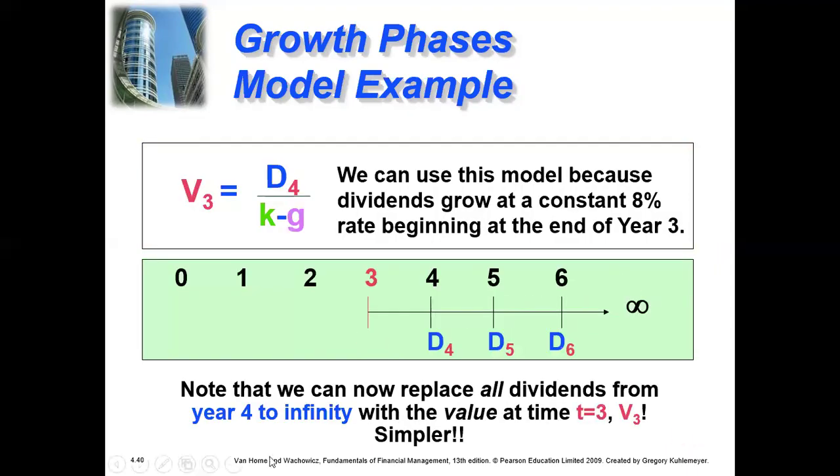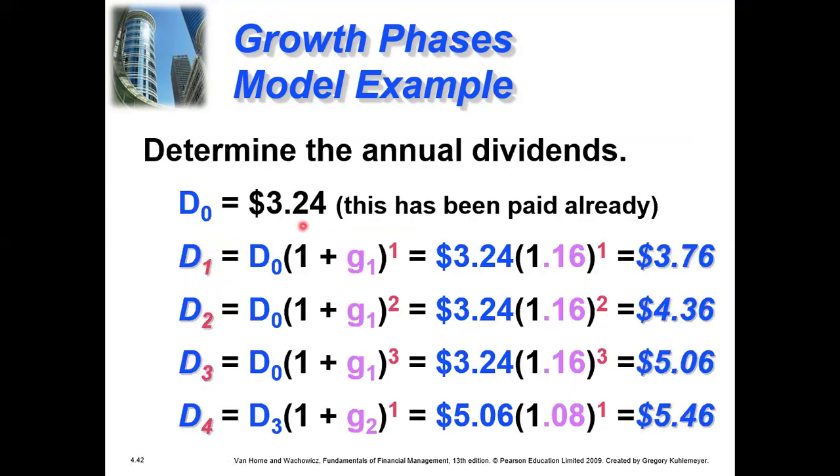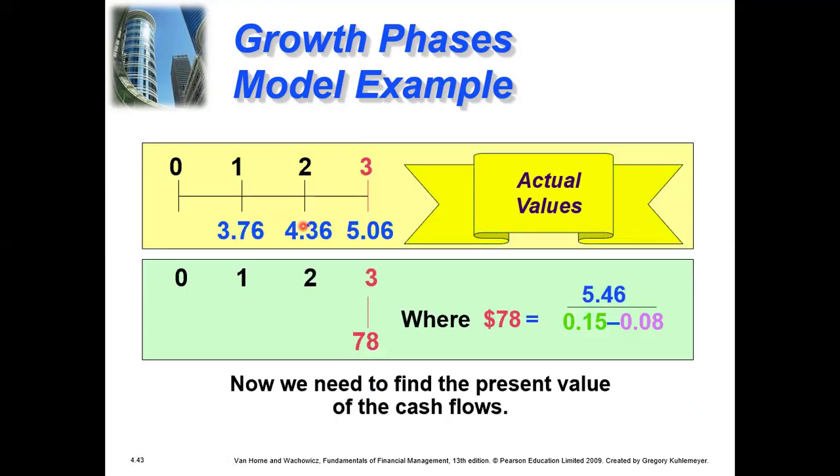For example, this formula. V3 is equal to D4 over K minus g. We know the value of D4, we have just calculated. Value of K is also given in the question, and value of g is also available in the question. So we can calculate V3. What is V3? V3 is $78.